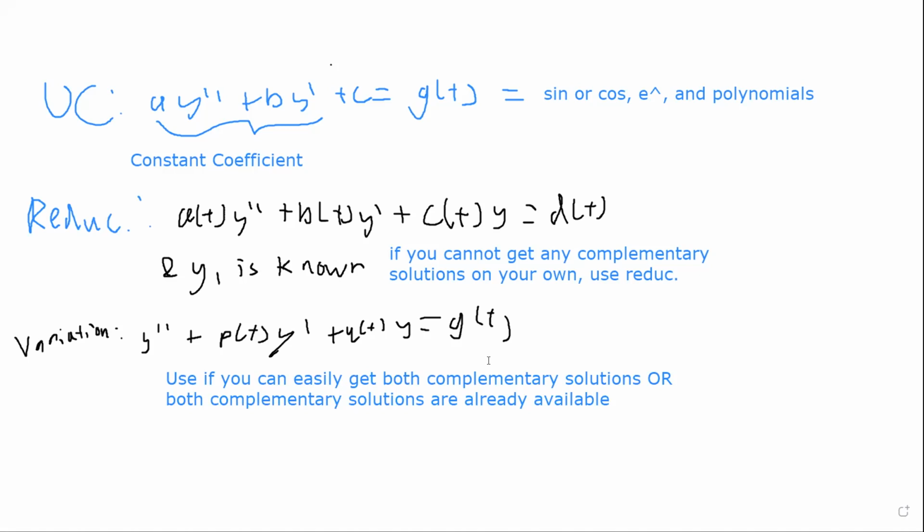Reduction of order is only to be used in the worst possible case, when you have a solution given to you, but you can't really get the complementary solutions from scratch. And then undetermined coefficients only works in technically very rare situations in function space, which is if g of t is a combination of sine, cosine, e to the whatever, and polynomials. But it is also the easiest and fastest to do.